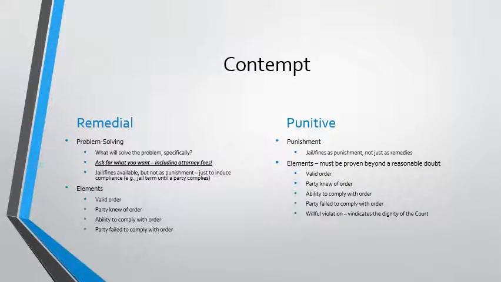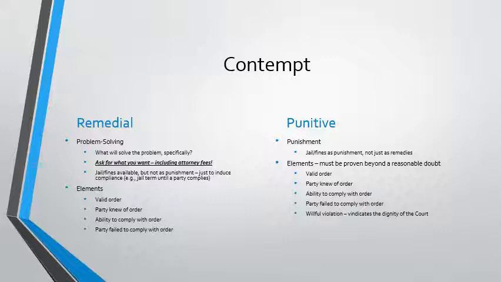There are two kinds of contempt. There's remedial contempt and punitive contempt. Remedial contempt is the problem-solving side. So what's it going to take to remedy this problem? The important thing to remember is that if there's a specific thing that you want from the court, you must ask for it in your written filing. And that's a notice issue. The other party and the court have to be on notice of what you're asking for. You cannot just show up at the trial and say, oh, it turns out I actually want this thing that I've never asked for before. That's a notice problem.